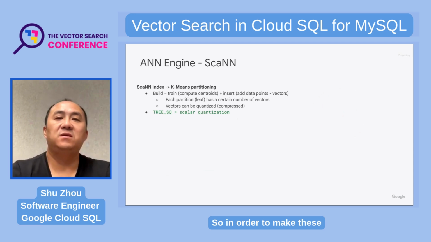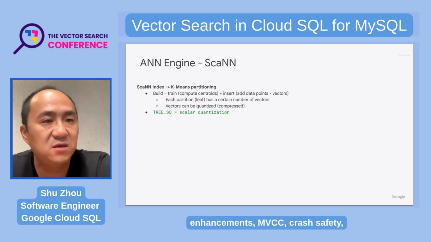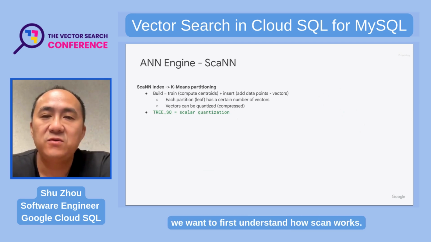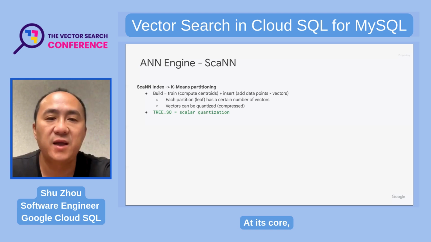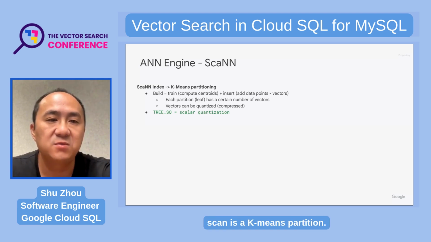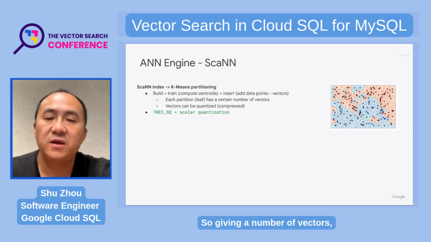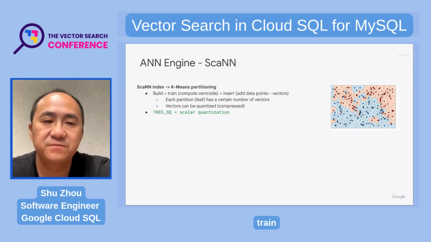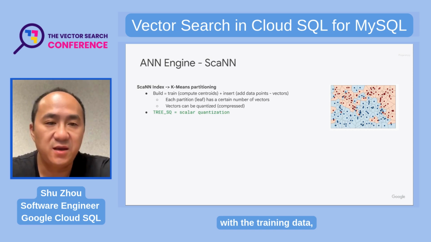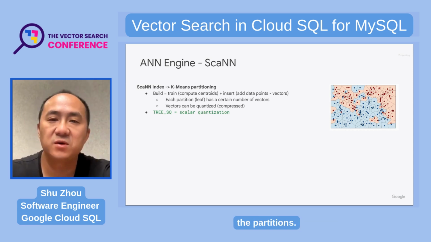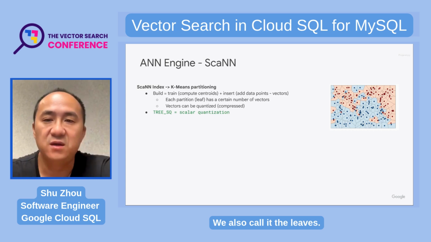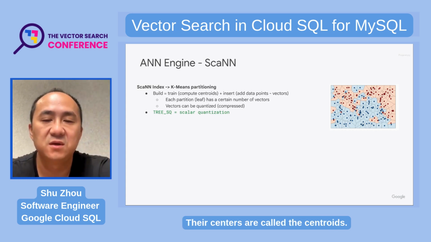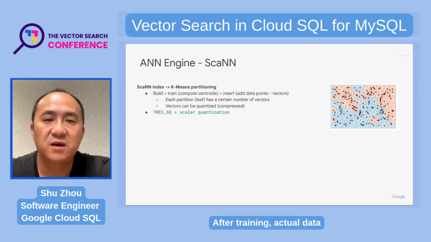So in order to make these enhancements, MVCC, crash safety, etc., we want to first understand how Scan works. At its core, Scan is a k-means partition. Given a number of vectors, Scan will first train with the training data, which will compute centroids, the partitions. We also call them the leaves. Their centers are called the centroids. After training, actual data are dropped into each leaf partition so that we have a search tree.